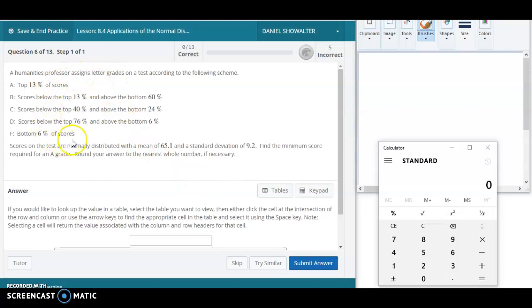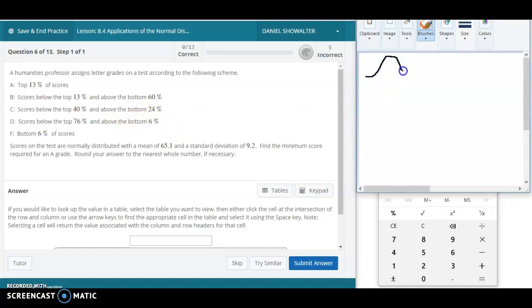So the professor is adjusting based on, he or she knows that we want the top 13% of the students to get an A and then so on. So the question is, what cutoff in a normal distribution, so if you have a normal distribution here, and we want to know what cutoff would give you 13% up here. So what would the actual score be?